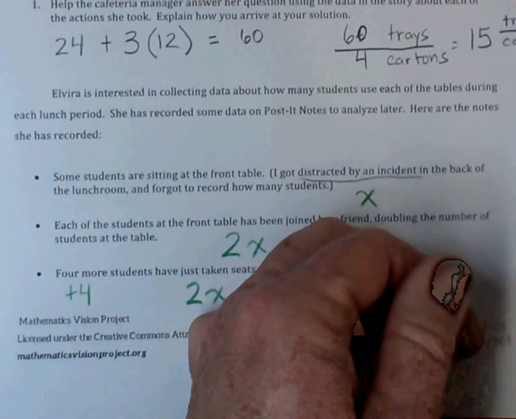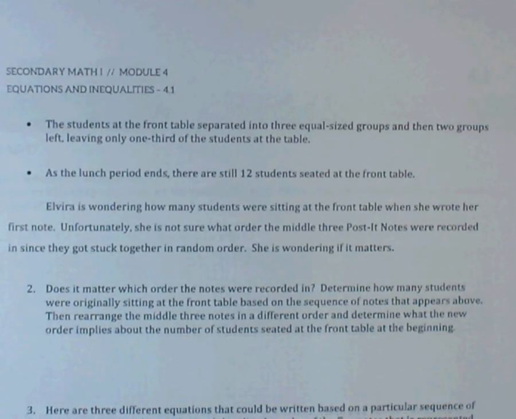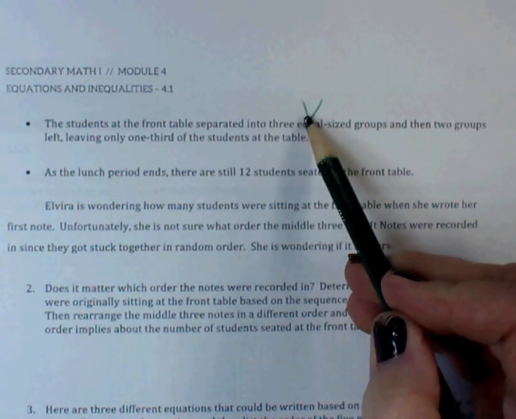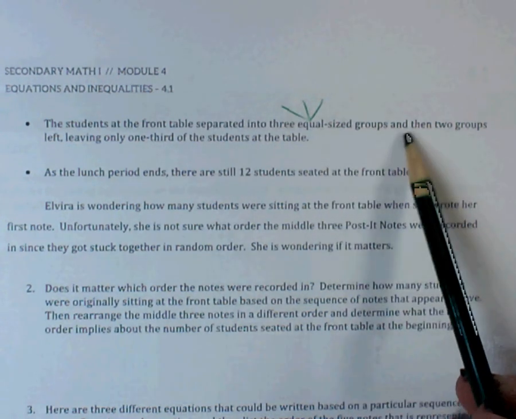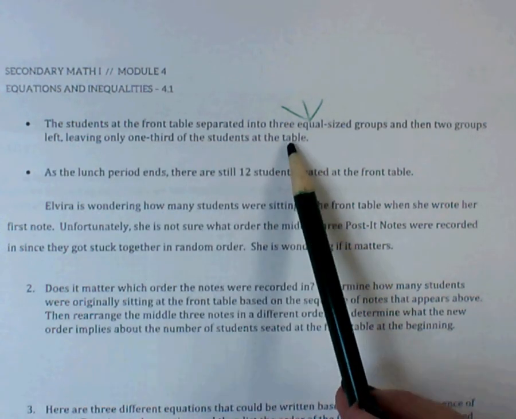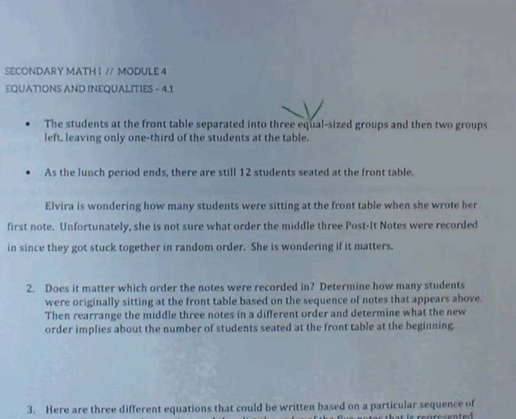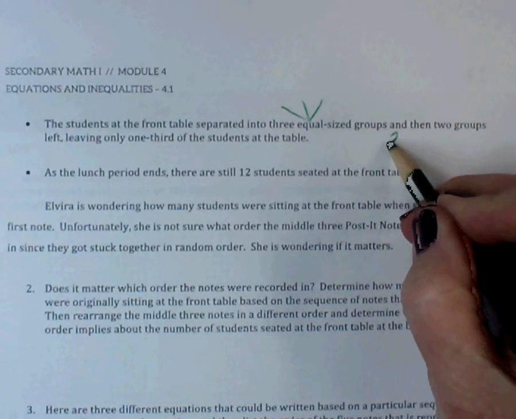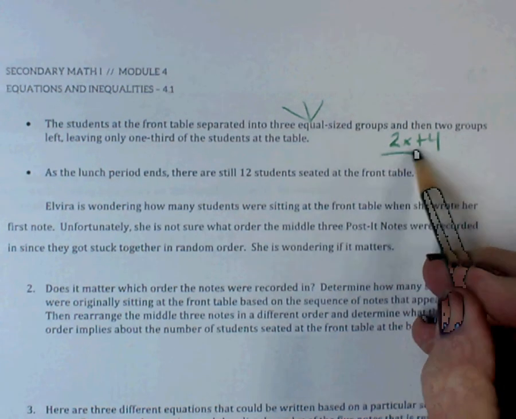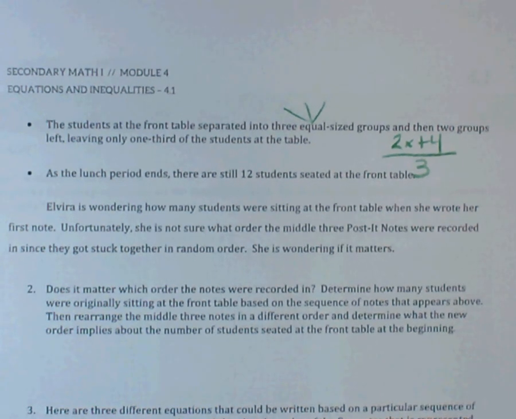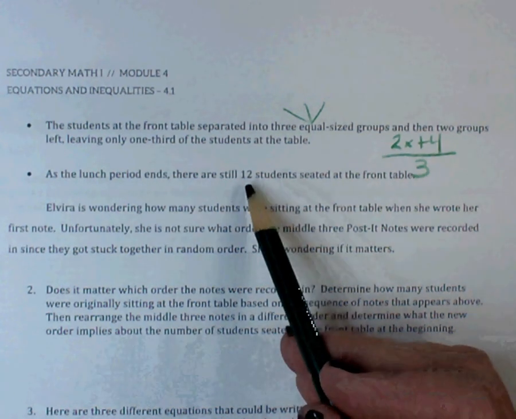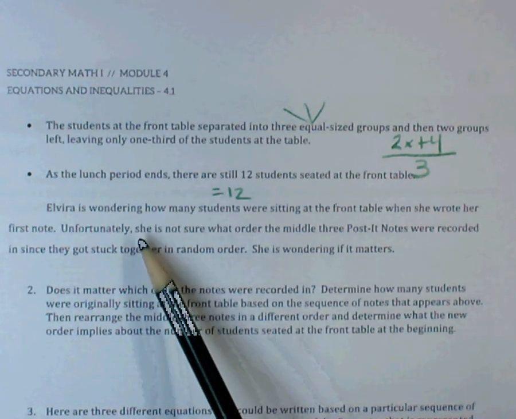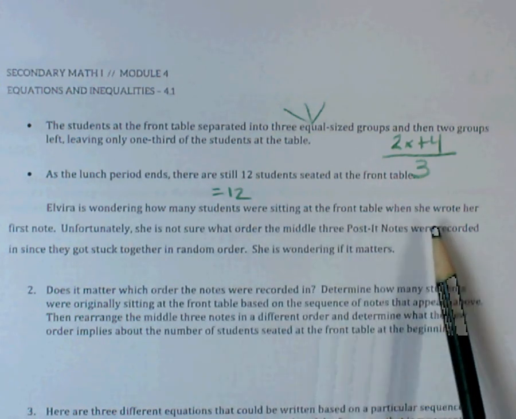All right, she noticed some other things that happened. The students at the front table separated into 3 equal-sized groups. So when you're separating into 3, that's a division problem. And then 2 groups left, leaving only 1/3 of the students at the table. So there's 3 equal groups and only one of them stayed. So we take what we had over here, 2x plus 4, could be any number, but we could describe it as 2x plus 4. We have to divide it into 3 equal groups. And then at the end, she's not distracted and she can count them, and there's 12 at the end. So now she's wondering, because she's good at wondering, how many students were sitting at the front table when she wrote her first note.